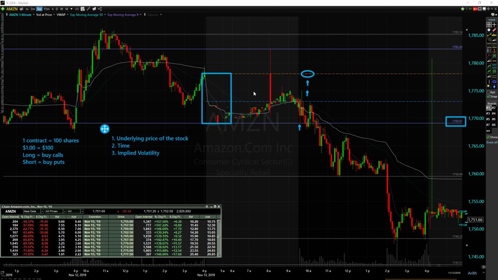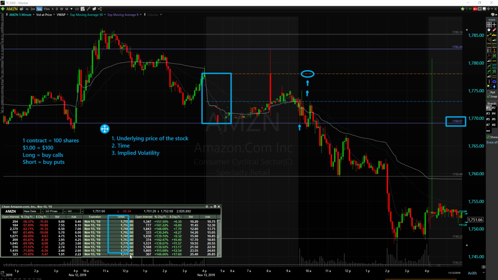So the first thing that I look at is what is the price of the stock itself where I want to buy those calls. And you can see it's at 1769. So I know I'm going to trade this week's expiration. So the expiration date is already taken care of. We know we're going to trade this week. But I need to choose the appropriate strike price.